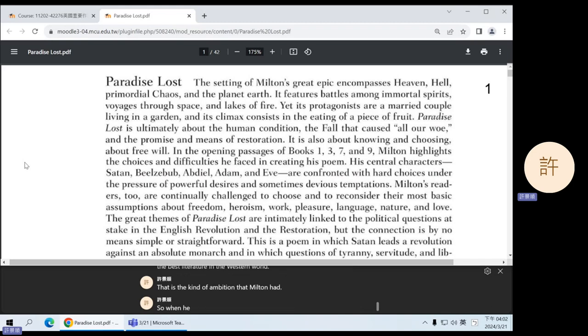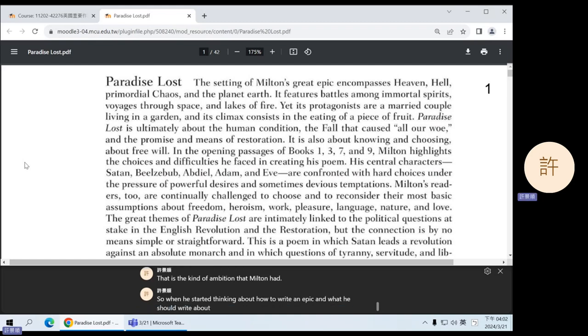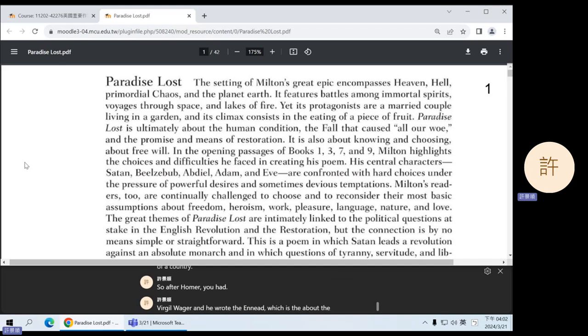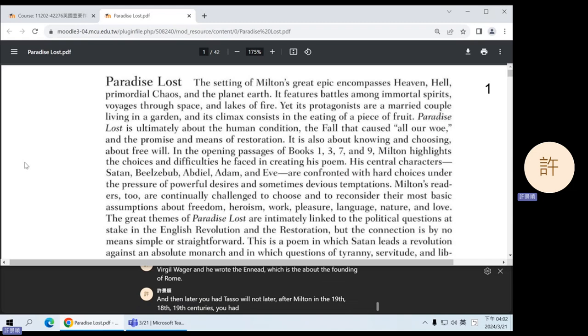So when he started thinking about how to write an epic and what he should write about, at that point, the epic tradition usually wrote about the beginning of a country. So after Homer, you had Virgil, who wrote the Aeneid, which is about the founding of Rome. And then later you had Tasso, who wrote about the founding of Italy. So this is the epic tradition. You write about how your own country began.